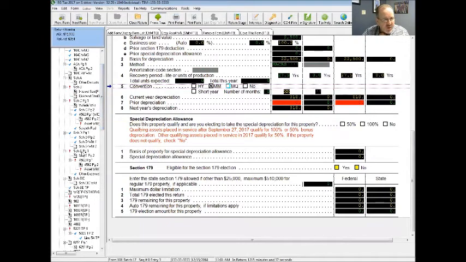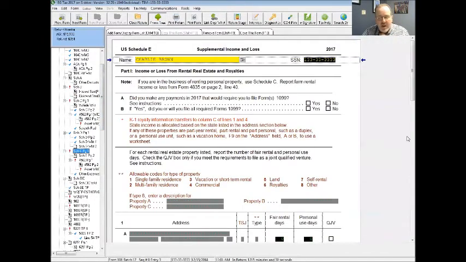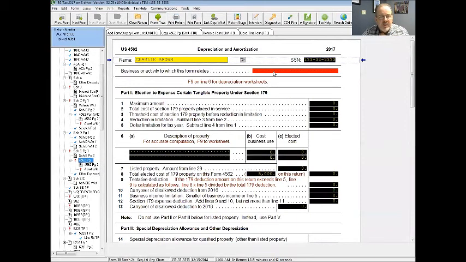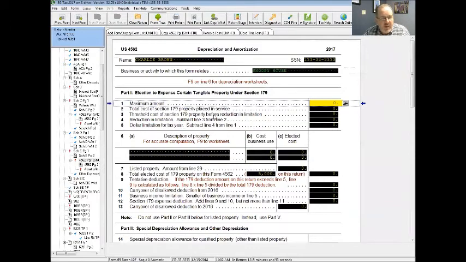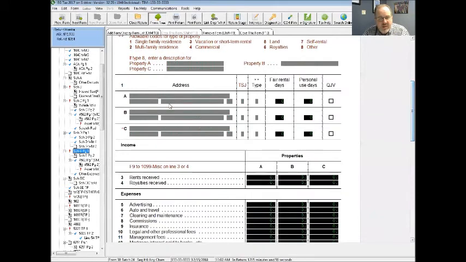Now, little trick here. On the 4562, this is going to be Snoopy's house. So that's my description on that one. Now, if I own a second rental property, in this case, Charlie Brown also owns Peppermint Patty's house. So he has a second property.